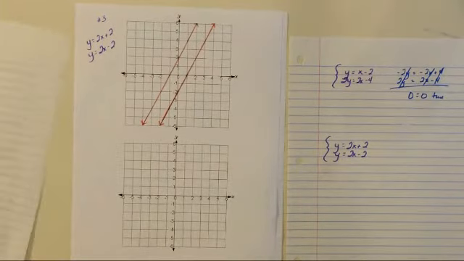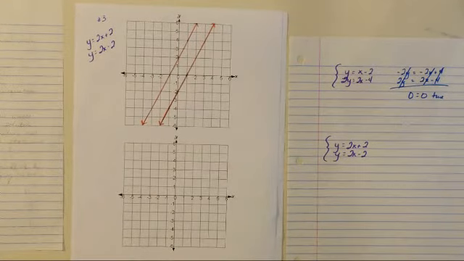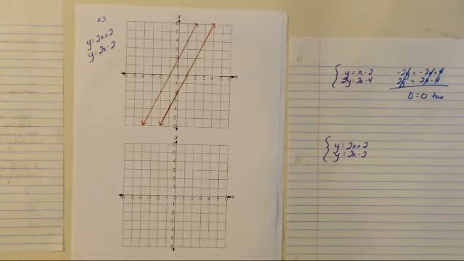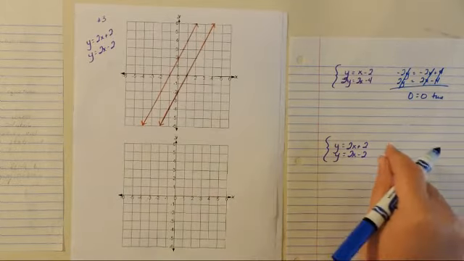Okay? A system of two equations whose graphs are parallel has no solution. The variables will be eliminated if we solve it by elimination or substitution. The variables will be eliminated and the result will be a false statement, such as 0 equals 5 or negative 3 equals 7. So let's try it with these two.